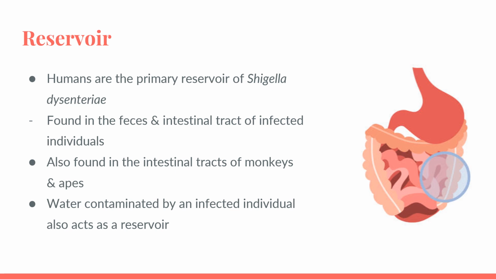The reservoir of Shigella dysenteriae. Humans are the primary reservoir of Shigella dysenteriae. It is found in the feces and intestinal tract of infected individuals. It has also been found in the intestinal tracts of monkeys and apes. Water contaminated by infected individuals also acts as a reservoir.